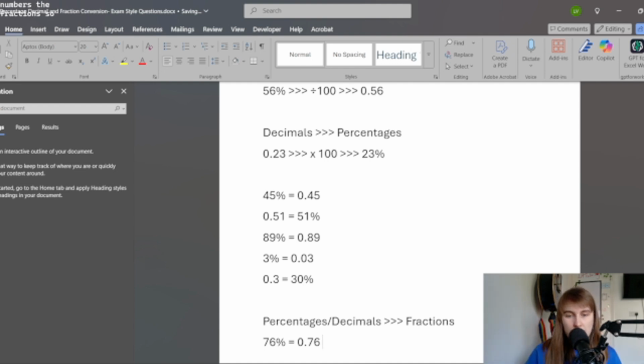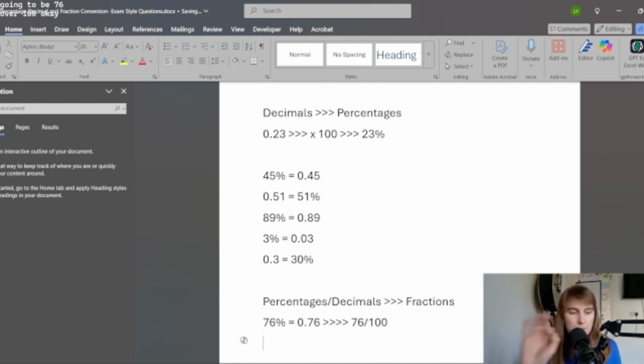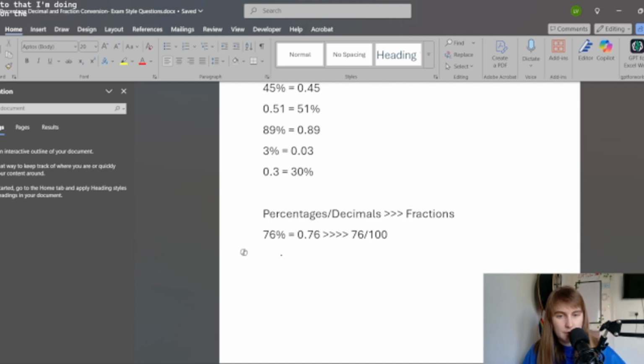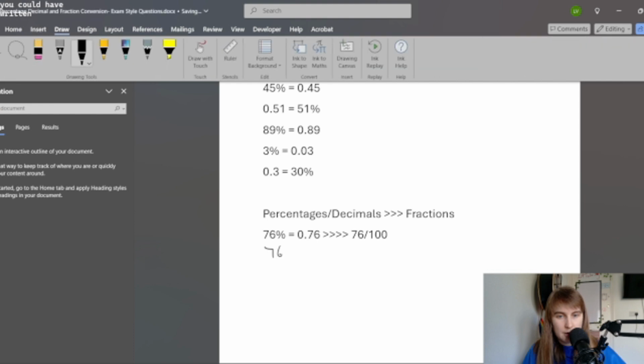So the number after the decimal point, or indeed the number before the percentage sign, is out of 100, right? So logically, it makes sense to turn this into a fraction. It's going to be 76 over 100. Okay. Obviously, we would normally write fractions a little different to that. I'm doing it on the computer today, so you could have written it like that there.